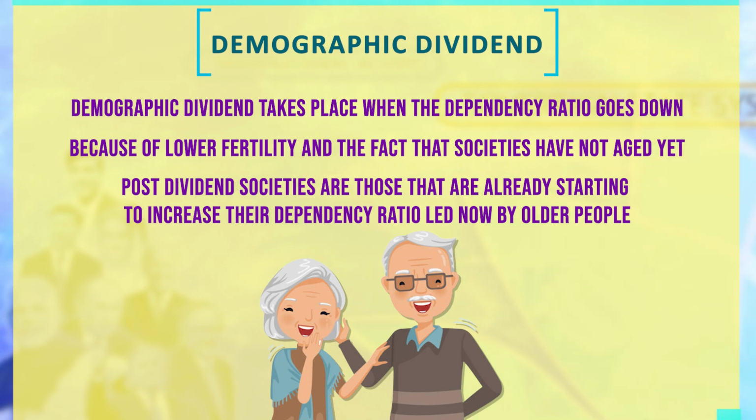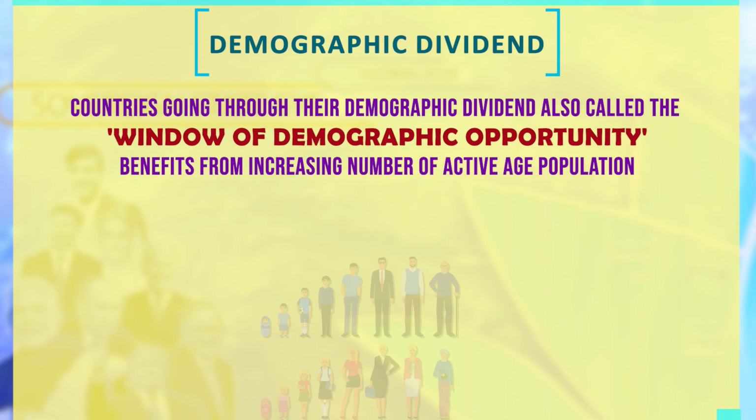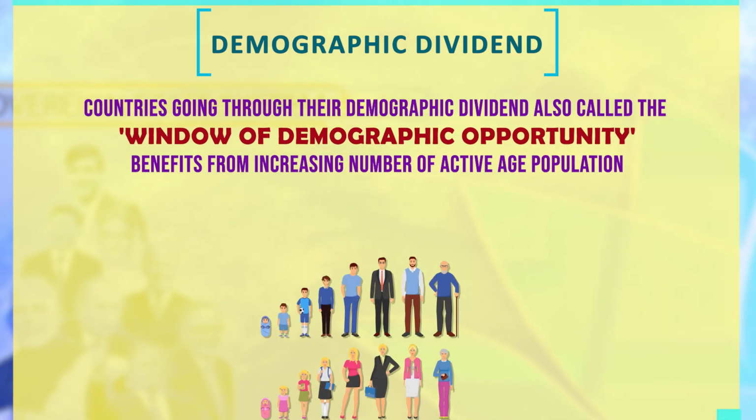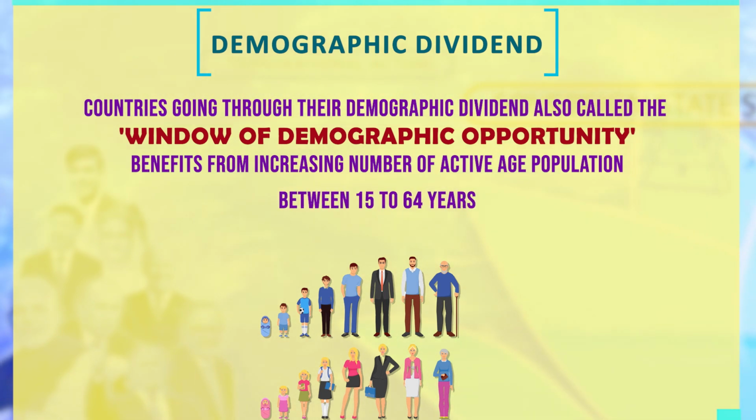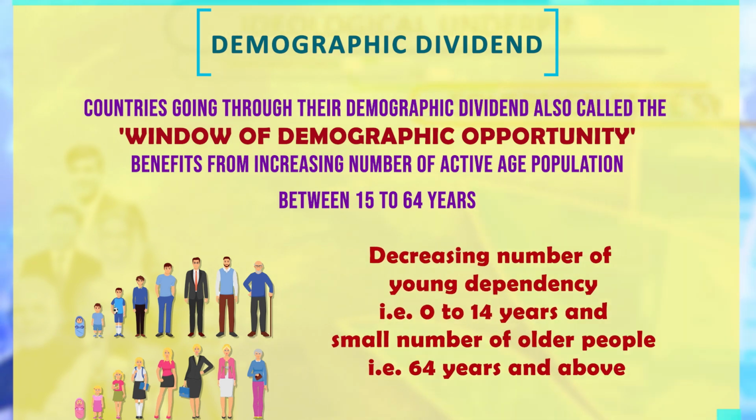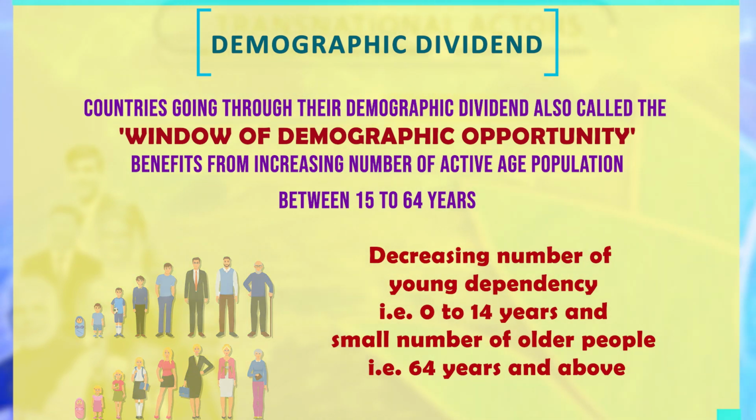Post-dividend societies are those that are already starting to increase their dependency ratio, led now by older people. Countries going through their demographic dividend, also called the window of demographic opportunity, benefit from an increasing number of active age population, that is between 15 to 64 years, a decreasing number of young dependents, that is 0 to 14 years, and small numbers of older people, that is 64 years and over.